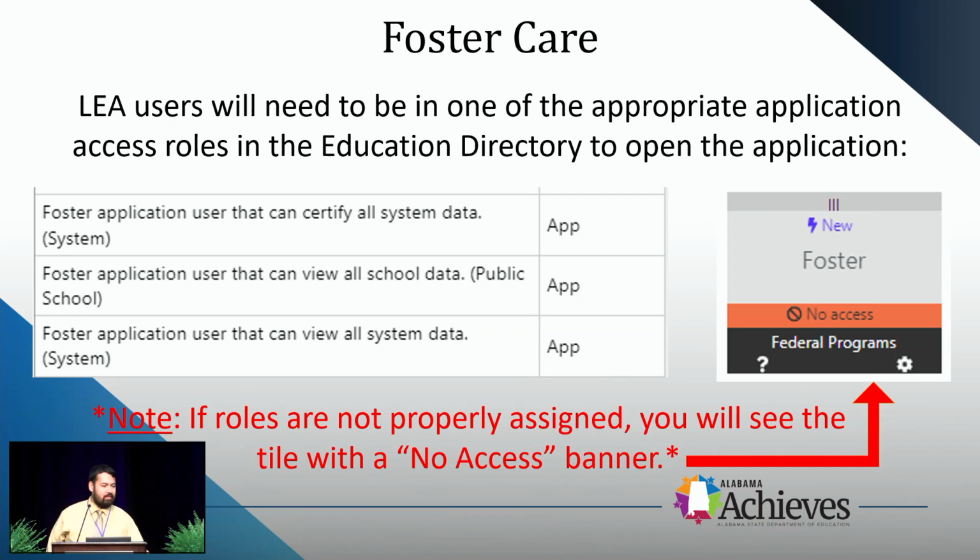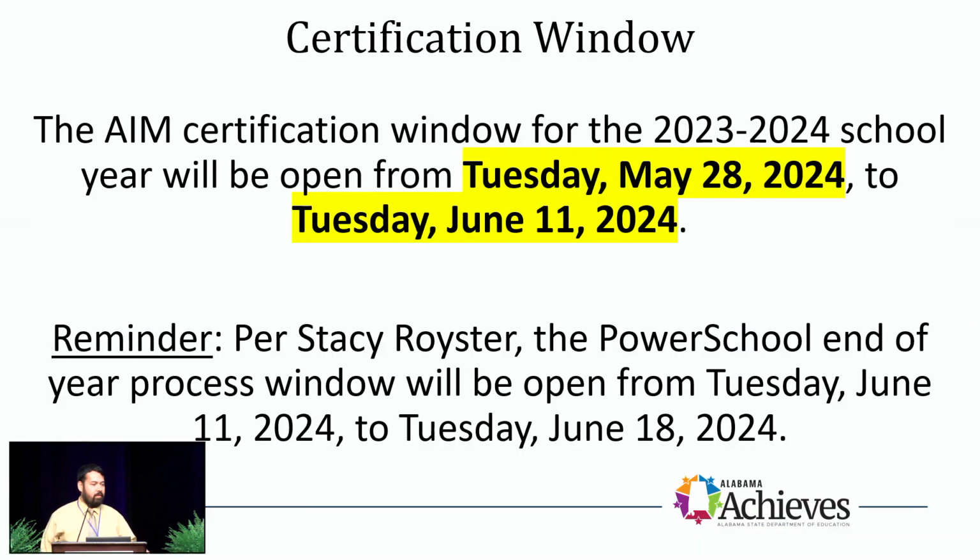Now, let's see here. This is the main slide for me, the certification window. Per Stacy Royster yesterday, she mentioned that their window of time is going to be from Tuesday, June 11th through Tuesday, June 18th. So for the state side, for us and the AIM tiles, we're going to be opening the window Tuesday, May 28th. So this will be the Tuesday right after Memorial Day weekend. And then you'll have 2 full weeks, and the window will close on Tuesday, June 11th.